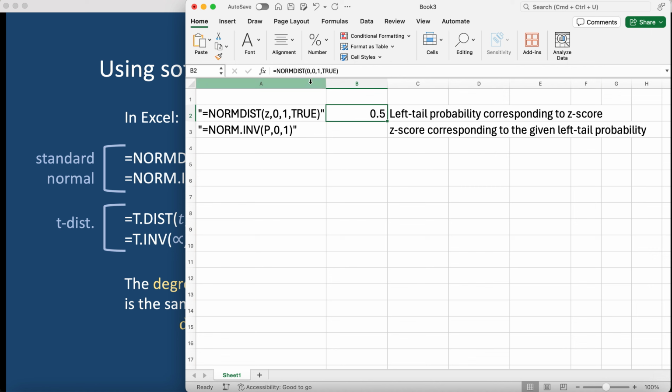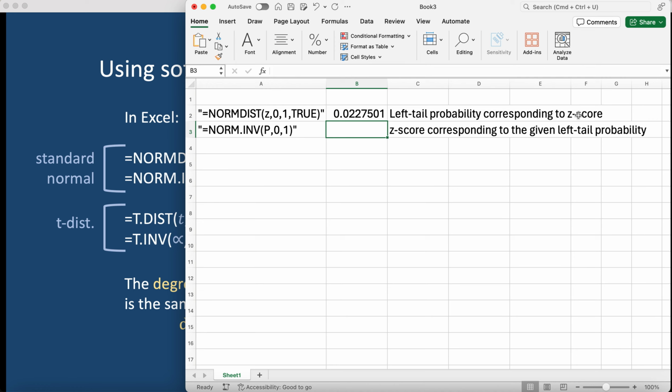Now if I make this a bigger value, let me change it from 0 to 1. Below a z-score of 1, there's 84%. If I change this to a 2, below a z-score of 2, there's almost 98%, and so on. I can also use negative z-scores. If I do a z-score of -2, I get 0.022, so about 2.3% of the data. So what this function is doing is giving me the left tail probability corresponding to a given z-score.